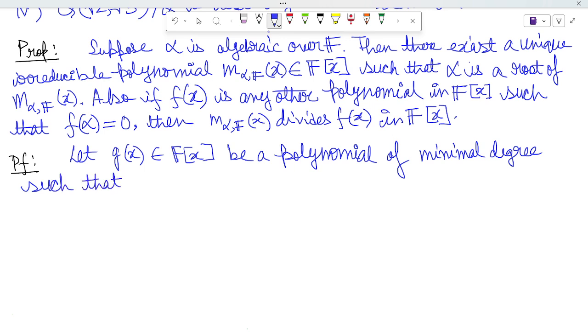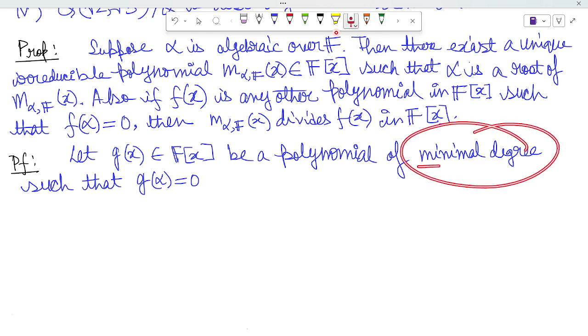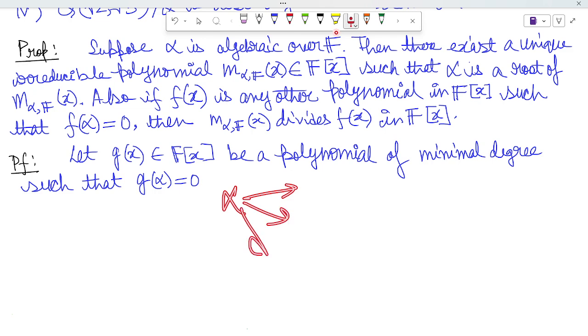Such that g of alpha is 0. So that polynomial is our answer. The minimal degree polynomial is the monic irreducible polynomial. The unique irreducible polynomial. So as you watched that, alpha satisfies tons of equations.